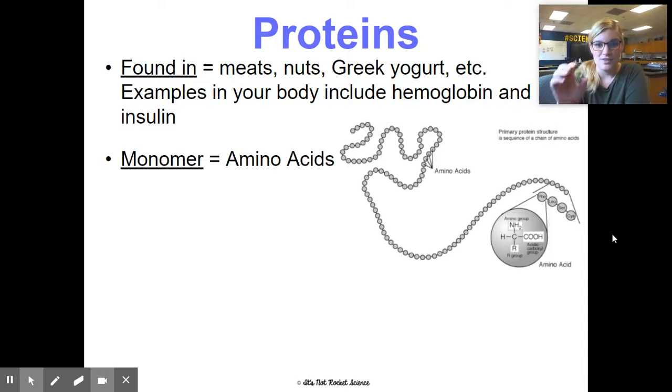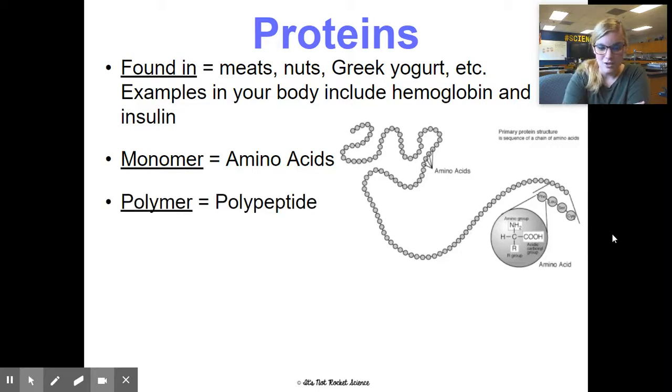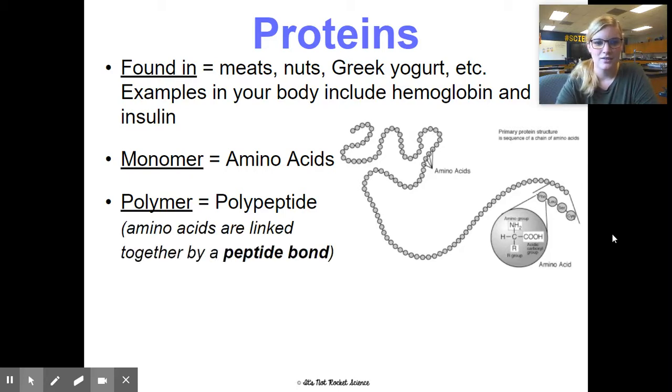The monomer, so the single piece of a protein, is called an amino acid. Amino acids come in a ton of different varieties. We will talk about those a lot as we get into DNA replication. And then the polymer, so the many amino acids combined together, are called a polypeptide. And they really do string themselves together in what you see here, where it literally looks like a string of beads, and then they fold up really intensely. And these amino acids in your polymers and your polypeptides, they are linked together by a peptide bond. So polypeptides are held together with peptide bonds.